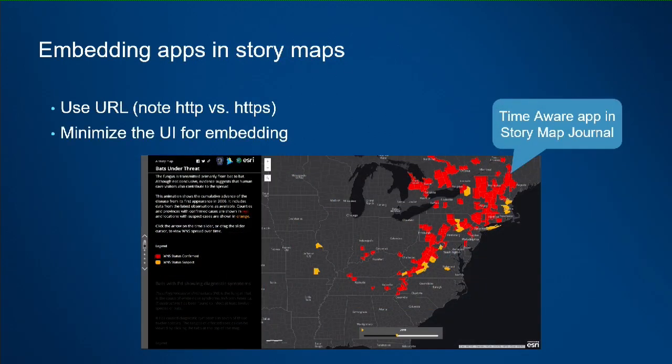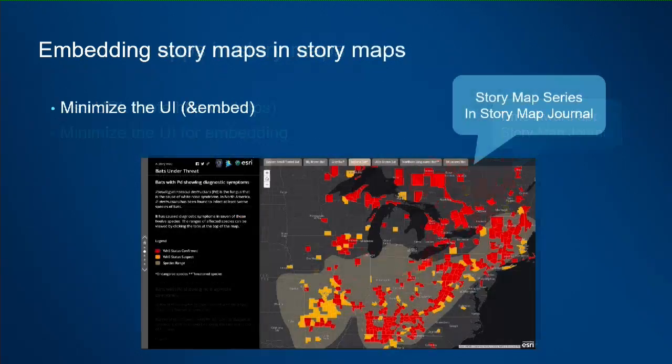You can also embed other apps in story maps. And this is an example. We'll take a look at this one. Story maps don't inherently support time in the story map, but there's a configurable application called Time Aware. And in this example, we've configured that application and then embedded it or added it to the story map, and that's how we're enabling this application to have a little time animation. And again, notice that the user interface has been minimized for embedding purposes.